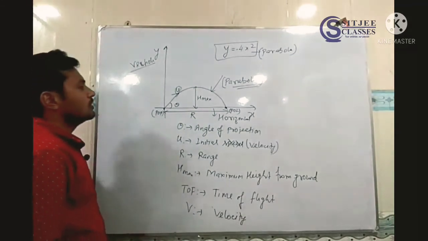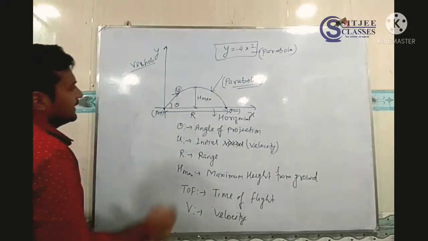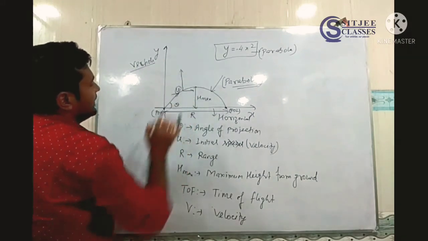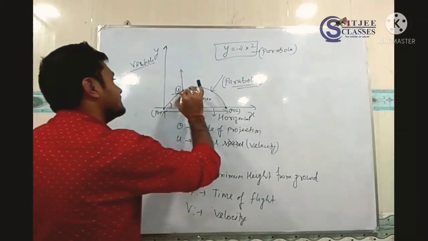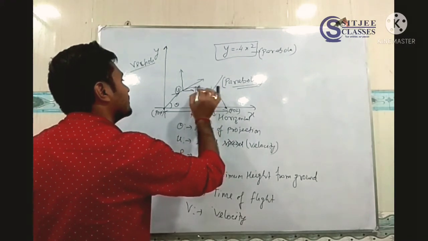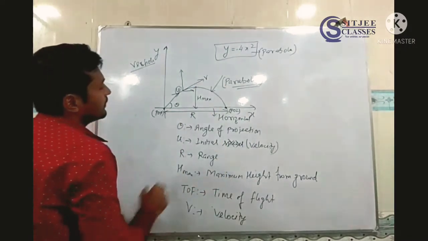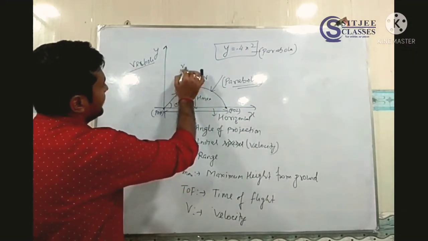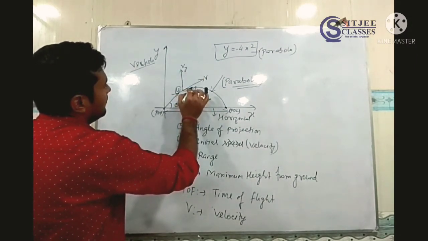Velocity. Now, if you take any point here, in 1D motion we have learned that velocity is tangential to its direction of movement. Let us take this is velocity. So this velocity will have its components in x and y. It will make some angle alpha.